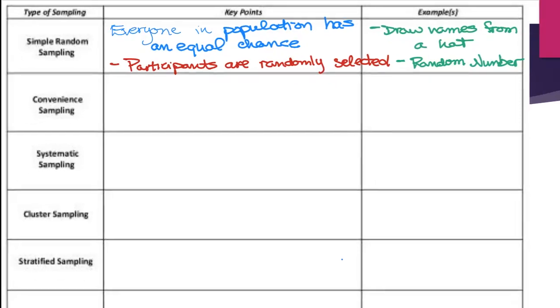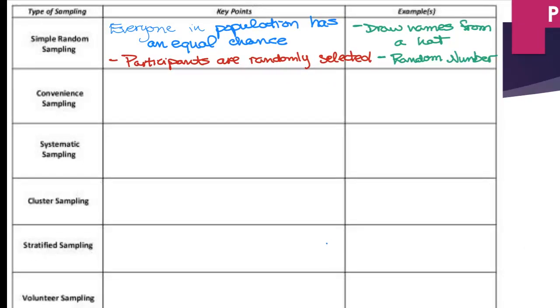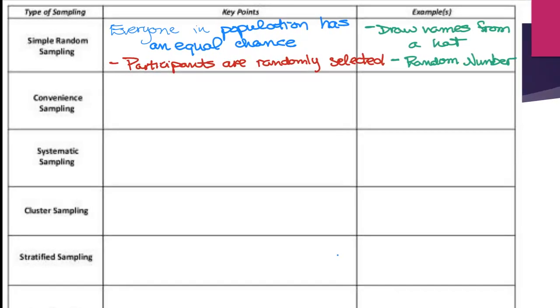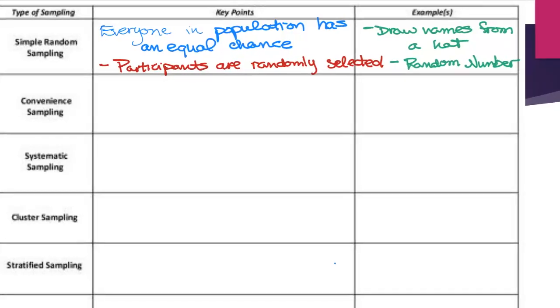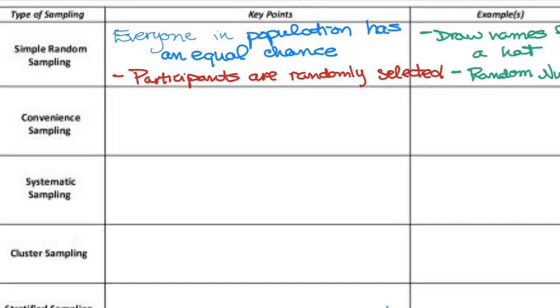Okay. I'm trying to slow down my writing. It looks a little better, doesn't it? Not so many loops. All right, convenient sampling, meaning it is convenient. Under examples, draw names from a hat.